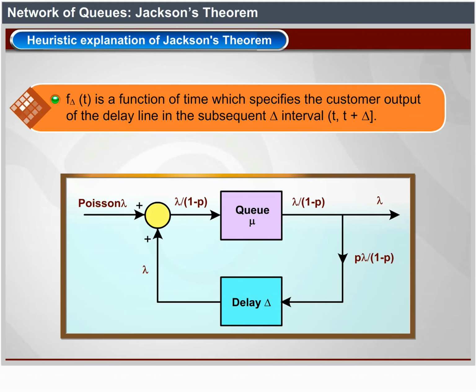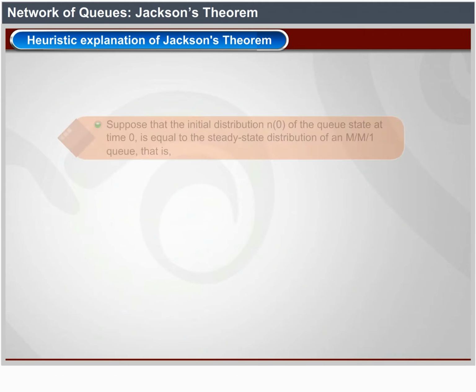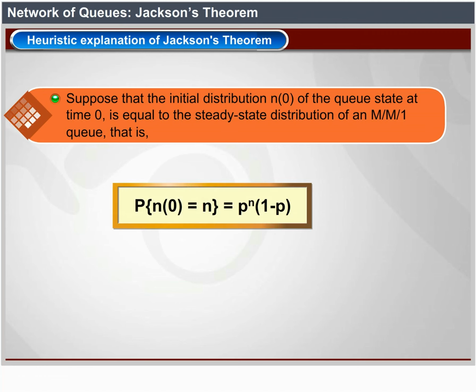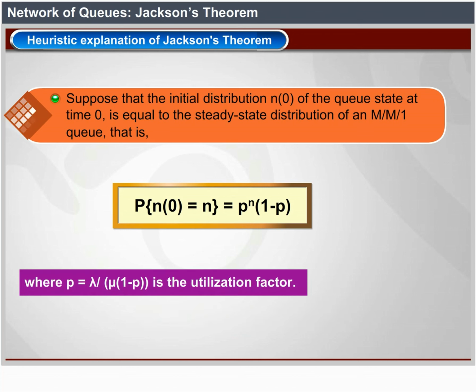Suppose that the initial distribution n of 0 of the queue state at time 0 is equal to the steady state distribution of an M/M/1 queue, that is, P of n of 0 is equal to n is equal to rho to the power n into 1 minus rho, where rho is equal to lambda by mu, and 1 minus rho is the utilization factor.